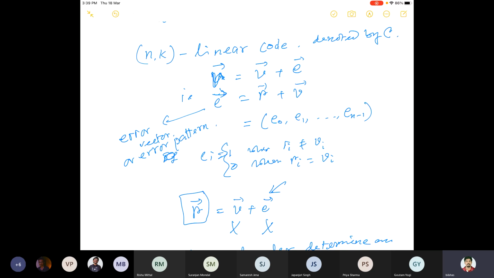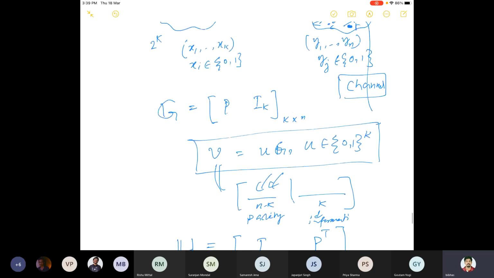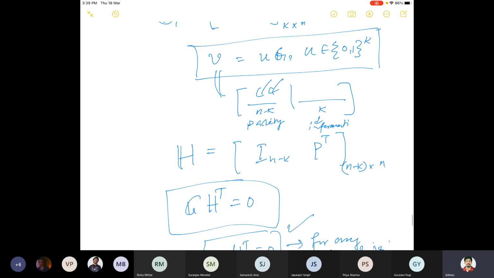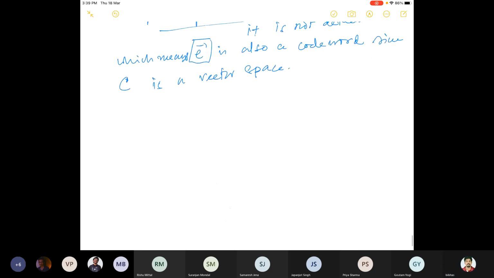How many elements are there in this vector space, in the linear code? There are 2 to the power k elements, and the zero vector is also there, but the zero vector will not contribute to the error. So there is a chance that 2 to the power k minus 1 errors are possible and undetectable. Essentially this means that 2 to the power k minus 1 error patterns are undetectable.